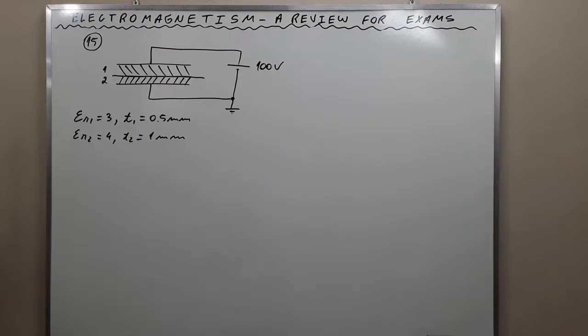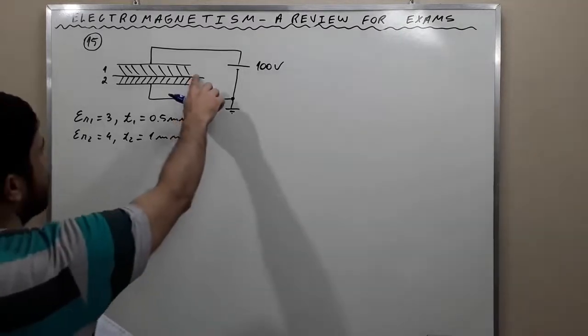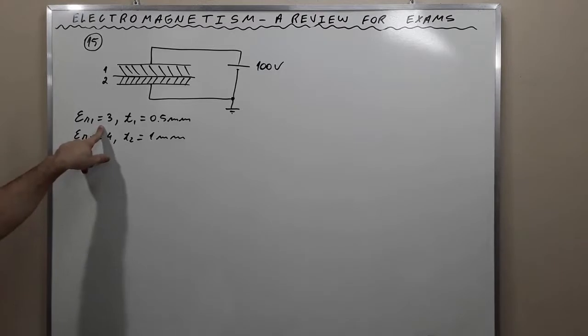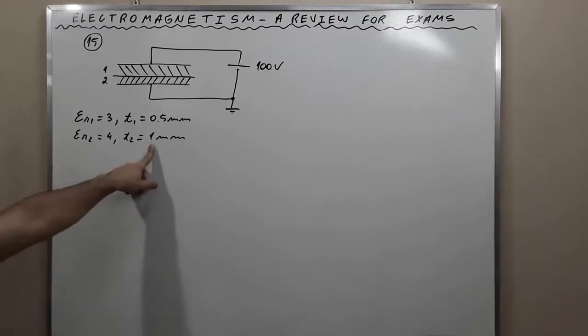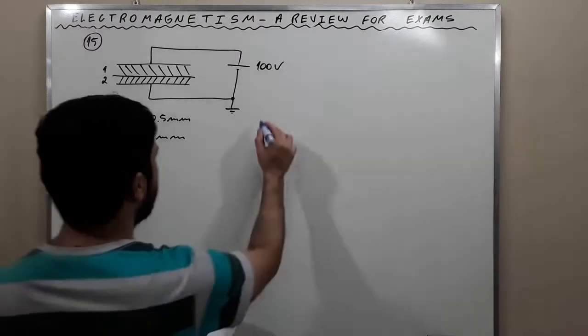Calculate the voltage of the conducting foil. All right, we want the voltage here in the middle between the dielectrics. The relative permittivity of dielectric 1 is 3, and the relative permittivity of dielectric 2 is 4, and these are the thicknesses. We are going to use this expression here.